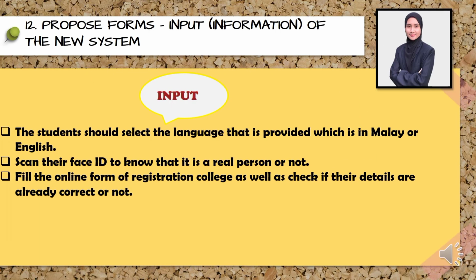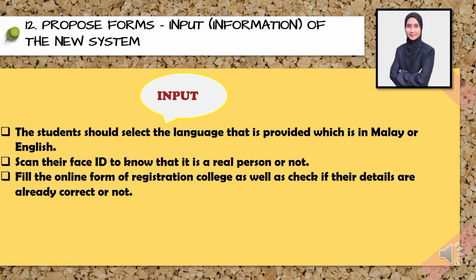The input for the new application, which is College Registration Student Application, Coresta, that replaces iStudent Portal, is easy for students to access everywhere without using the laptop and reduces internet usage when accessed. The student should select the language that is provided, which is Malay or English. Then they should scan their Face ID to know whether it is a real person or not. The information will be tracked from the Face ID and will appear. So student must check whether the name and matric number that appear on the mobile screen are true or not.